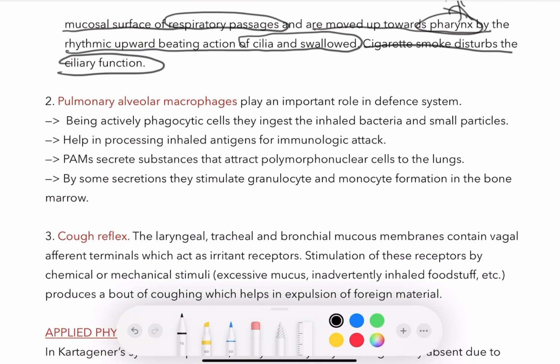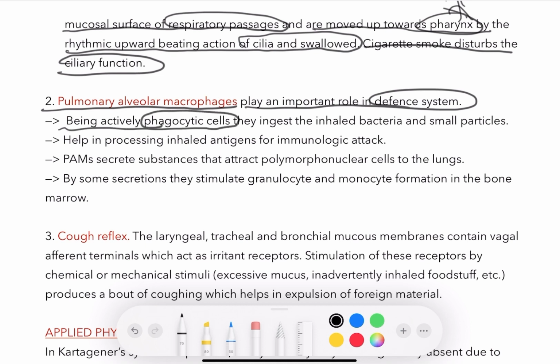Now the next function: pulmonary alveolar macrophages play an important role in the defense system. Being actively phagocytic cells, macrophages engulf and ingest inhaled bacteria, which we inhale in day-to-day life and which cannot be seen with the naked eye. Alveolar macrophages and small particles help in processing inhaled antigens for immunological attack, like COVID-19.